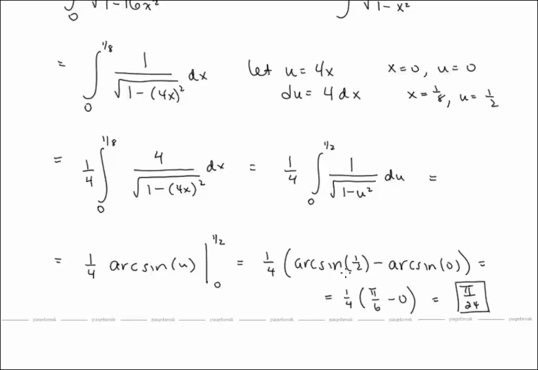Remember that arc sine of 1/2 is the theta value for which sine theta equals 1/2, and that theta must be in the interval negative pi over 2 to pi over 2. So that theta is equal to pi over 6. And arc sine of 0 is the angle for which the sine value equals 0, also in the interval from negative pi over 2 to pi over 2. And so that angle is 0. So we've got 1/4 times pi over 6 minus 0, so that is pi over 24, and that's the value of this definite integral. And with this, we'll conclude our lesson on the inverse trig functions.